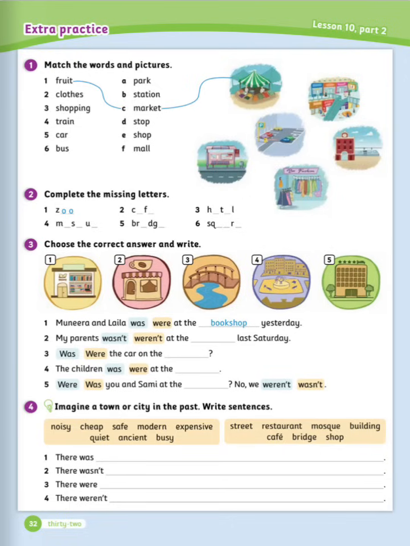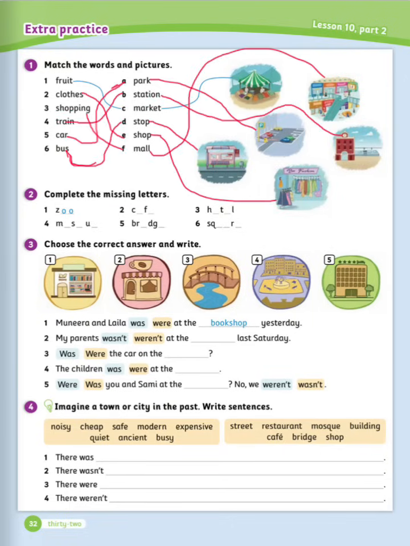Exercise number 1. Match the words and pictures. Let's see the answers. Number 1 matches C. Fruit market. Number 2 matches E. Clothes shop. Number 3 matches F. Shopping mall. Number 4 matches B. Train station. Number 5 matches A. Car park. Number 6 matches D. Bus stop.